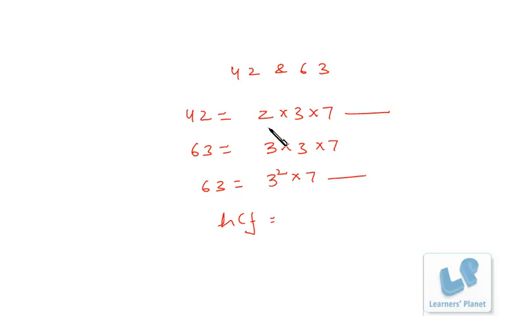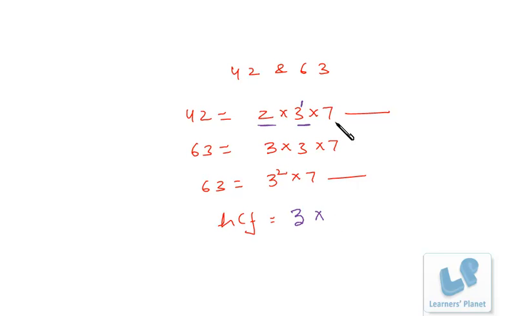Here we have the number 2, but here we do not have it, so 2 cannot be part of the HCF. Now here we have 3 and here we have 3 square, but we have to take the least exponent. So what is common between 3 and 3 square? That is the number 3. Here it is 3 raised to 1 and here it is 3 raised to 2, so we'll be taking 3 raised to 1 only.